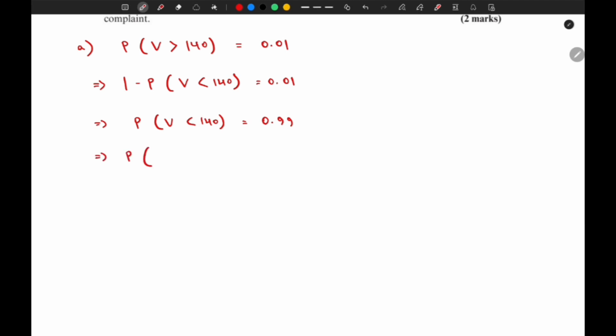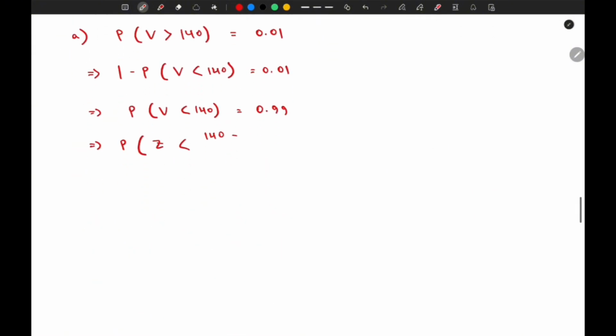Now we need to convert this value of V into Z. So we can convert this into Z using Z equals V minus the mean divided by the standard deviation. So Z is less than 140 minus the mean value, which is 120, divided by the standard deviation, equals 0.99. Now we know that the probability is 0.99.